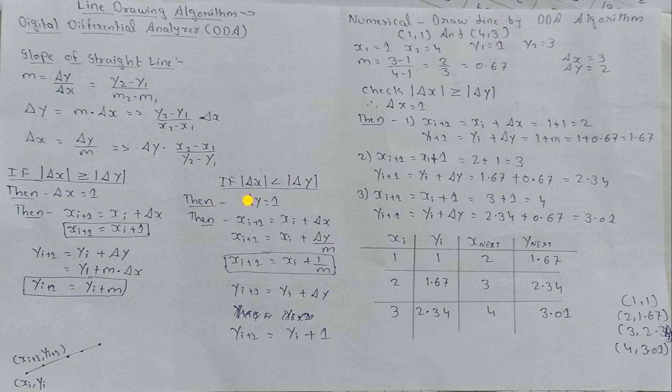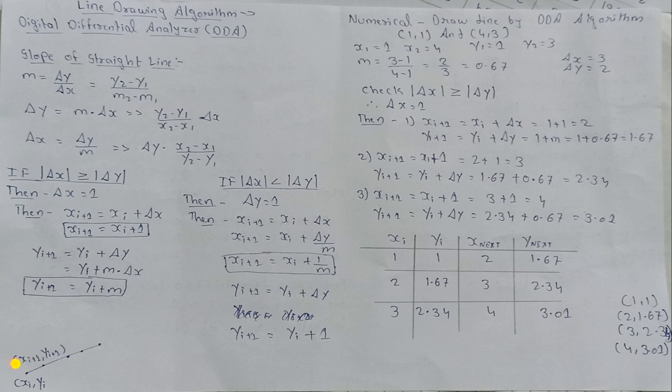Okay, so if our delta x value is less than delta y, then we will set delta y equal to 1. I hope you have understood. Think of this as a line. We put the pixels in between. These are the points: this is the first point and this is the end point.